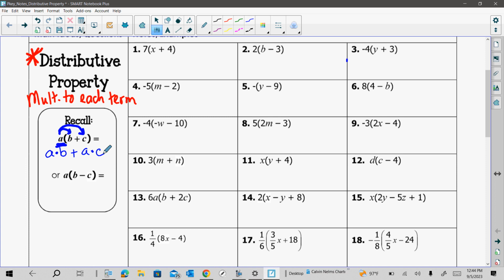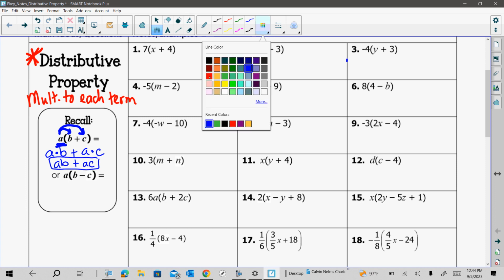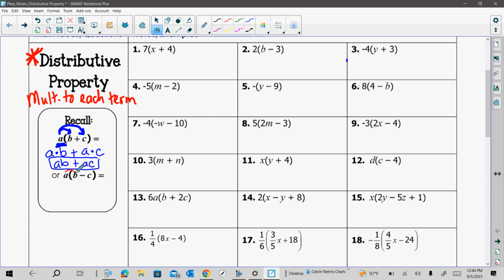You'll simplify that by, whenever we show multiplication with variables, we just write them side by side. So this is AB plus AC. So we're distributing the A to the addition of B and C. We could do the same thing with subtraction. So when I simplify this, this would be AB minus AC.